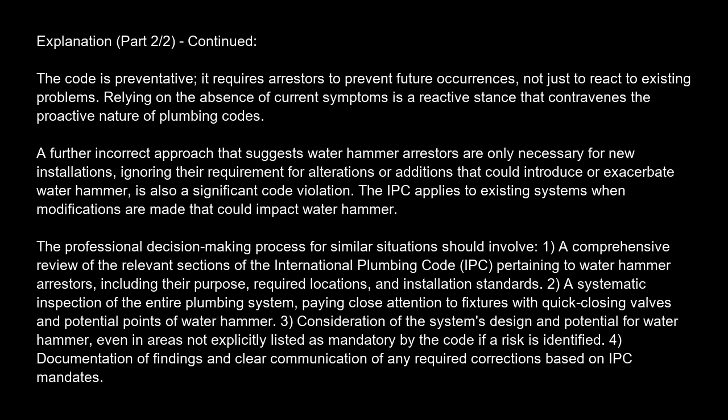The professional decision-making process for similar situations should involve: 1. A comprehensive review of the relevant sections of the International Plumbing Code, IPC, pertaining to water hammer arresters, including their purpose, required locations, and installation standards. 2. A systematic inspection of the entire plumbing system, paying close attention to fixtures with quick-closing valves and potential points of water hammer. 3. Consideration of the system's design and potential for water hammer, even in areas not explicitly listed as mandatory by the code if a risk is identified. 4. Documentation of findings and clear communication of any required corrections based on IPC mandates.